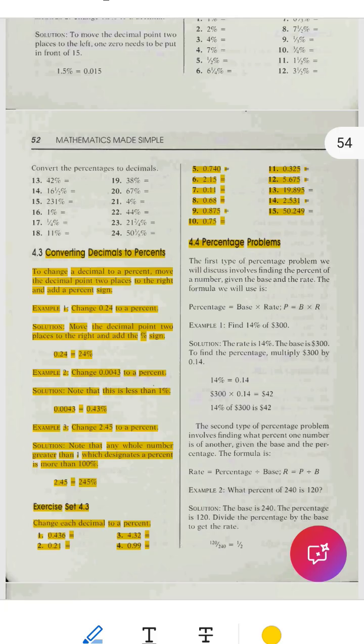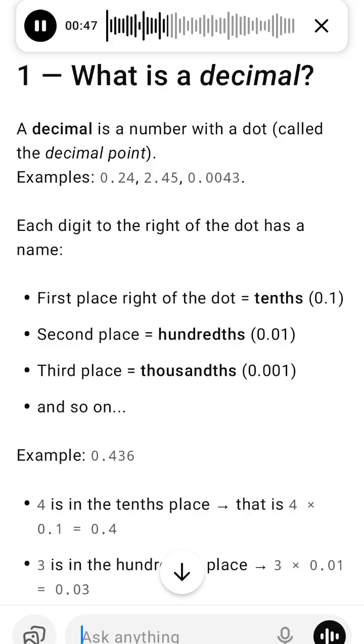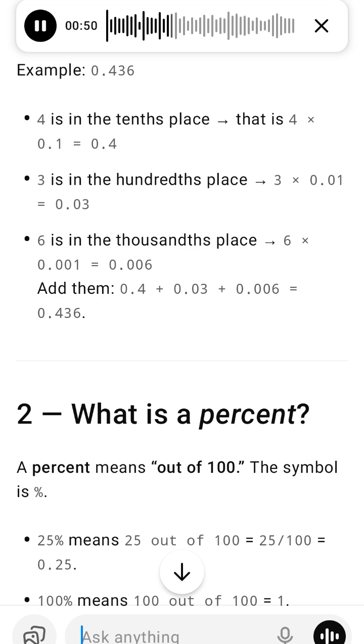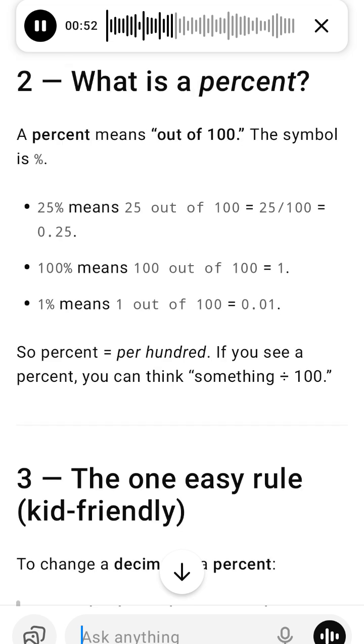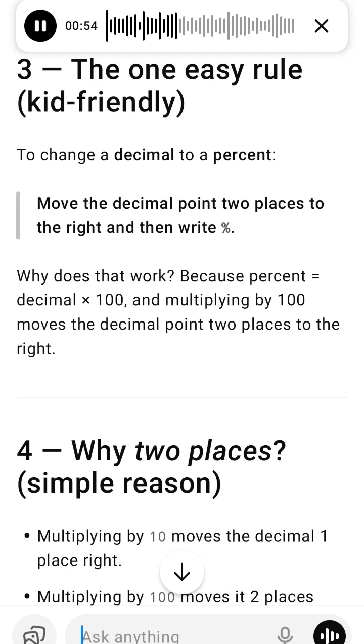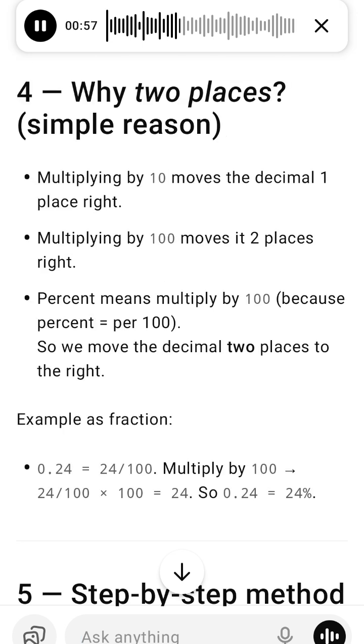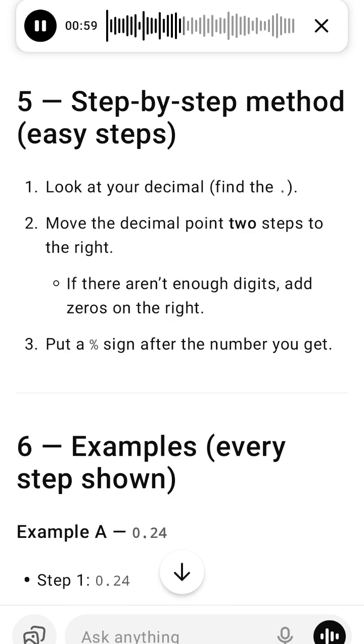Perfect. Let's make the world's best cheat sheet on converting decimals to percents. This will be crisp, with only the most important bullets, keywords, rules, and solved examples, easy to revise just before exams. Key idea: percent equals per 100. Decimal to percent: multiply by 100, move the decimal 2 places right and add the percent sign. Percent to decimal: divide by 100, move the decimal 2 places left, and remove the percent sign. Memory rule, short and sweet: decimal times 100 equals percent; percent divided by 100 equals decimal.